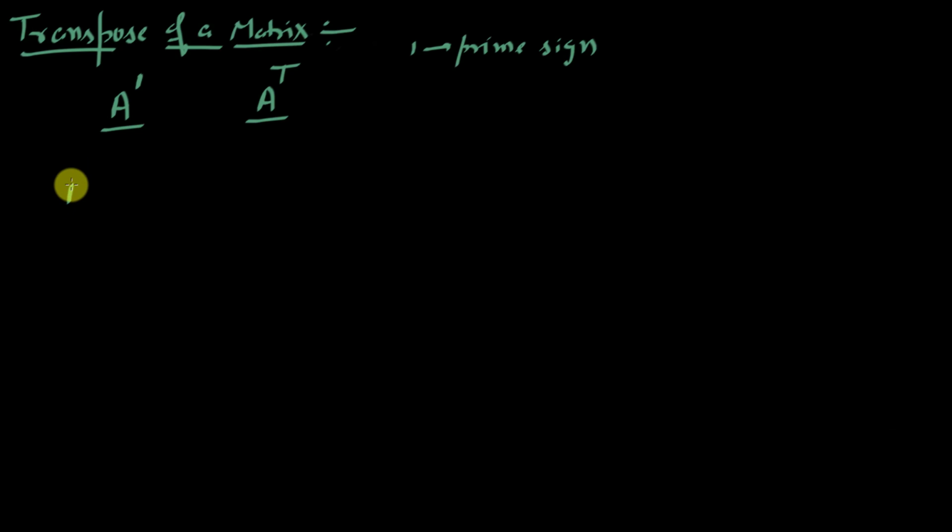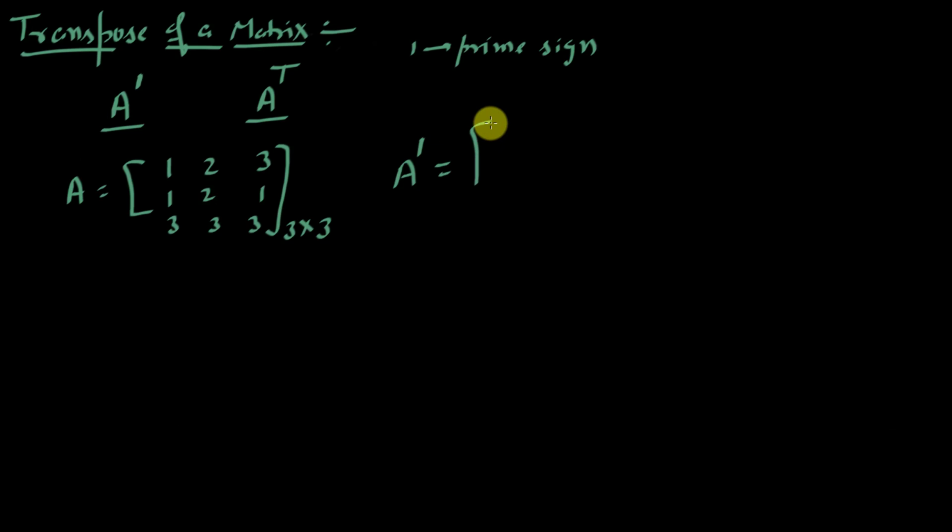And what is its meaning? Let us say we are given a matrix A: 1 2 3, 1 2 1, 3 3 3. So this 3 by 3 matrix is given and we are required to find A transpose. So what is the meaning of A transpose? We will write the rows as columns, or columns as rows. Now the first row in this is 1 2 3. So this will become the first column of the A transpose matrix. First row of A is 1 2 3, so first column will be 1 2 3.